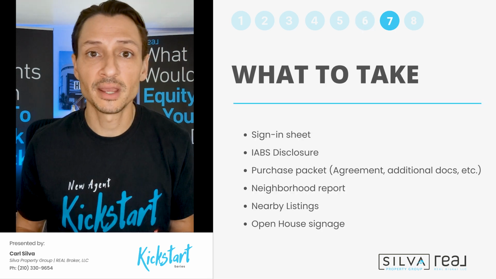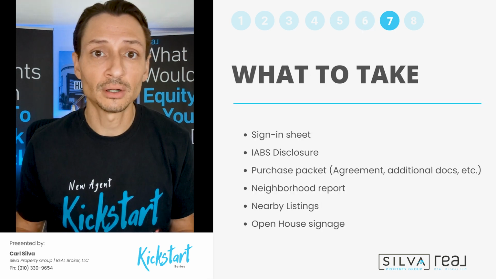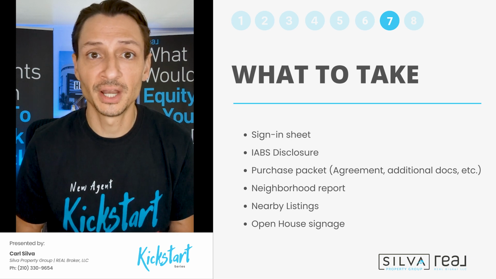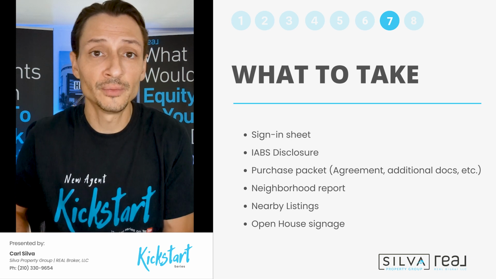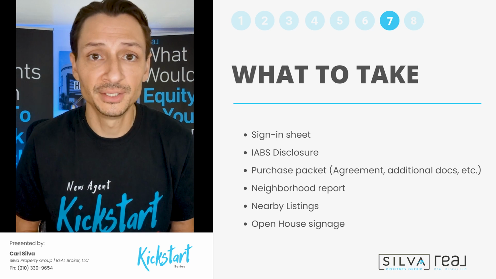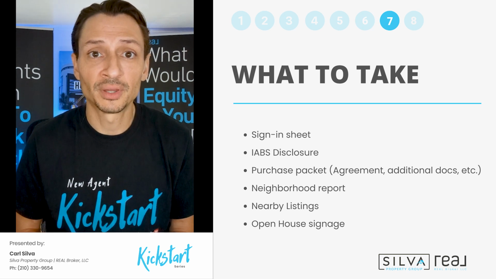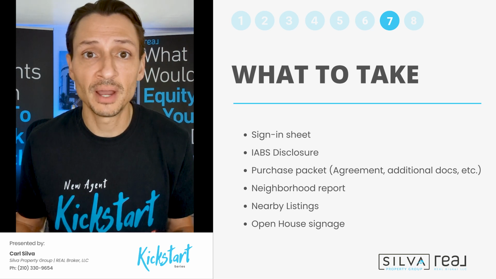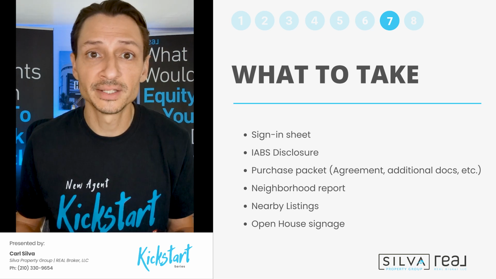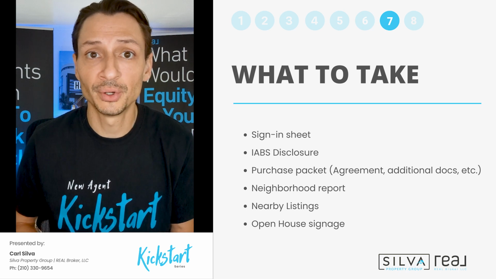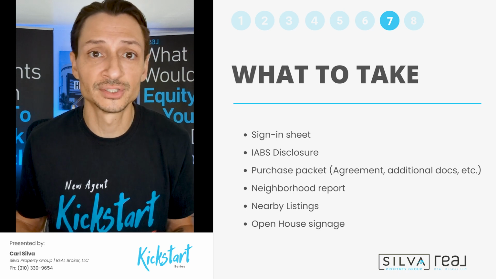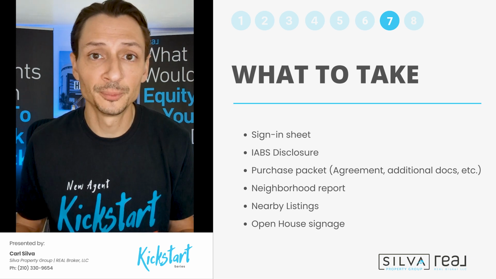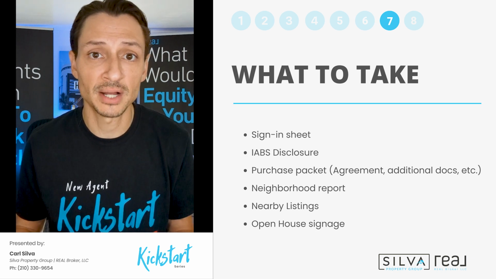So what all should you be taking to the open house? Let's start off with a sign-in sheet. The sign-in sheet is a great way to get contact information, not just from potential buyers or unrepresented buyers, but also from agents. So you can follow up with the agents or the potential buyers, and you can find out what the feedback was on the property, what their clients thought about the property, whether or not they want to put an offer on the property, or if there's anything else that you can do to help them make that decision to ultimately help the seller sell the home as fast as possible.